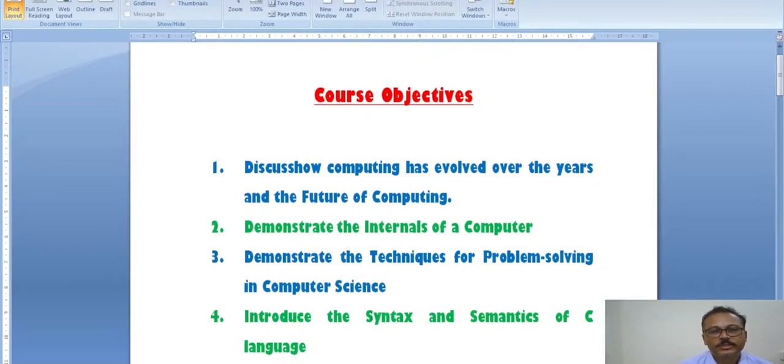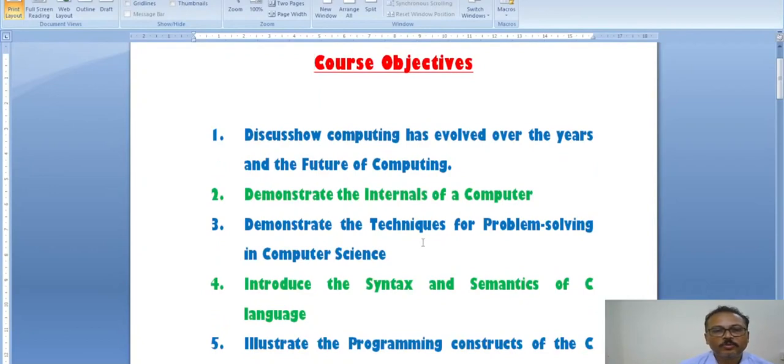We'll be discussing how computing has evolved over the years and the future of computing. You should know how computing actually started, probably using pebbles, abacus, etc., and in what direction we were moving. That is very much essential. Probably we will not be having machines like this in another 10 years. All your computers, all your cell phones are going to vanish.